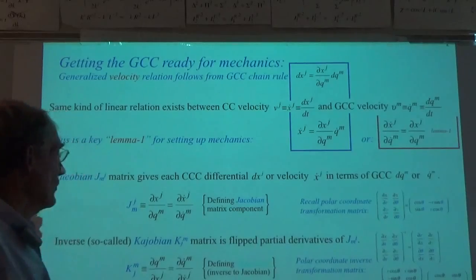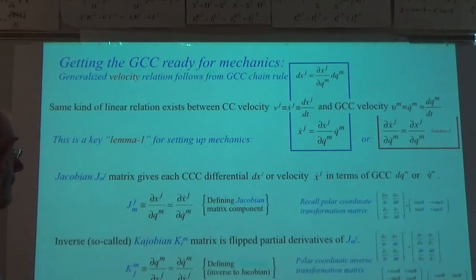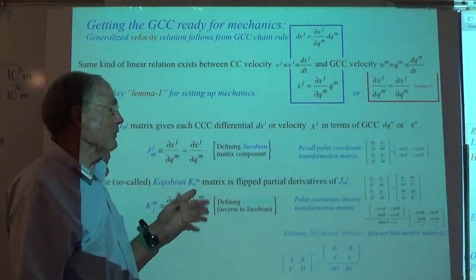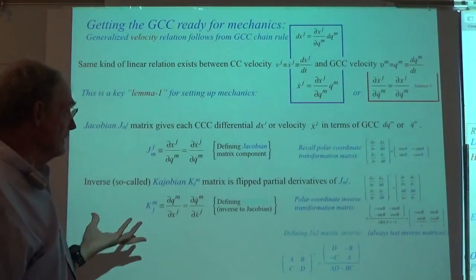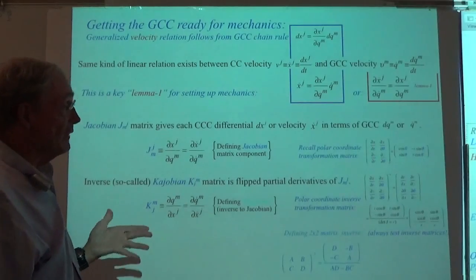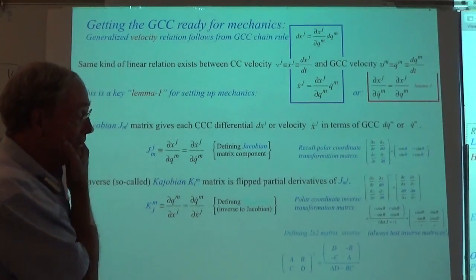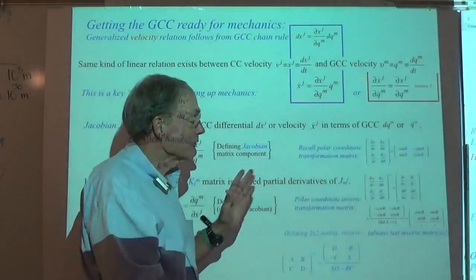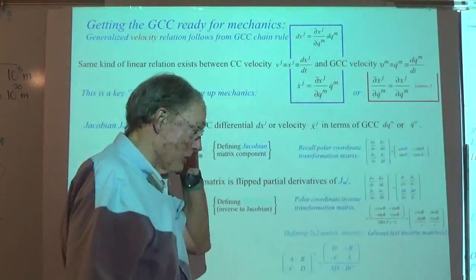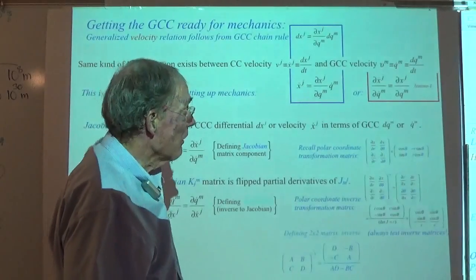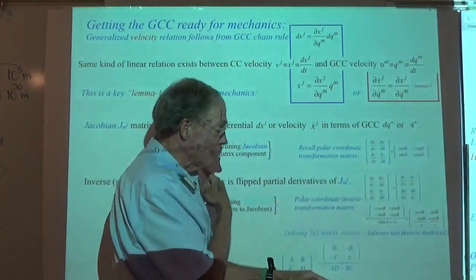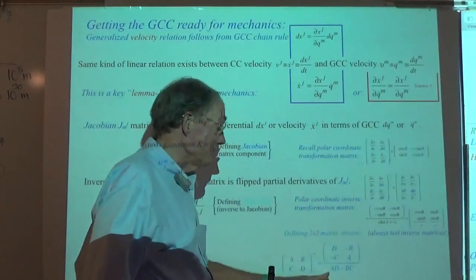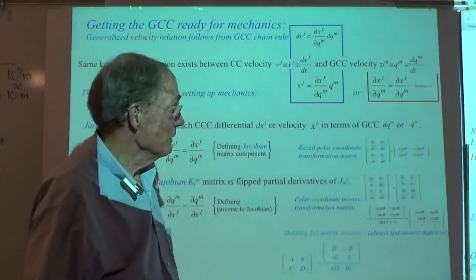Now, this is my jokey, and I think other people have done it too. The so-called Kajobian is simply the inverse of the Jacobian. And the idea is that all you need to get the Kajobian is a matrix inverse. Well, for a large matrix, that's not trivial. For a 2 by 2, it's something you should always have in your head. Basically, all you do is you switch the diagonal elements and then you put a minus sign on the off-diagonal elements. Then you divide by the determinant. That will make you an inverse.